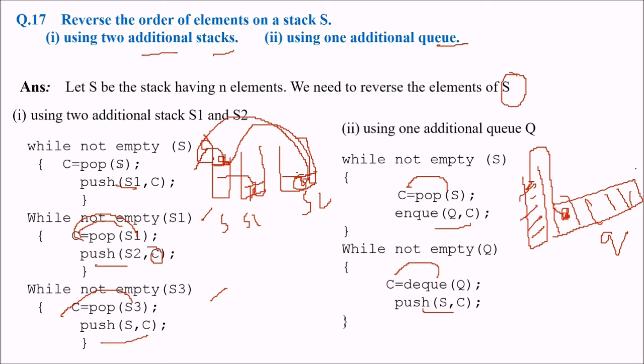How you are reversing it? Because you are taking this first, then this second, then third. So this is the order of reversing.